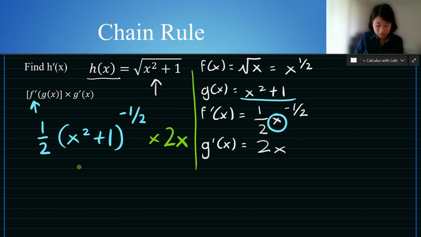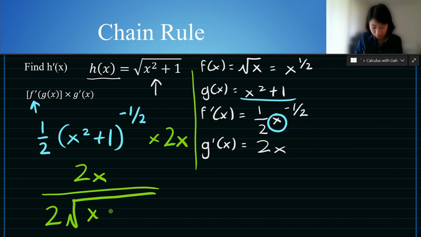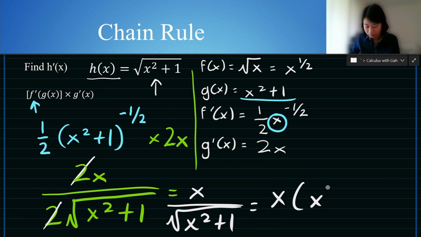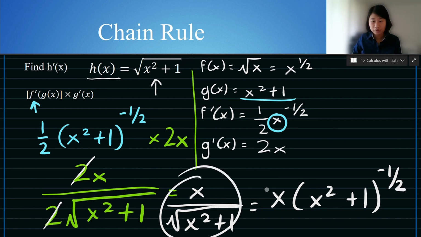So essentially what this is saying is 2x all over 2 times the square root of x squared plus 1. Okay, so when we have a negative fractional exponent, that indicates a square root function in the denominator. And we can simplify this by canceling out the 2's, and we are left with x over the square root of x squared plus 1, which is also equal to x times x squared plus 1, and this is raised to negative 1/2. So either this or this can be the answer that appears on your test or exam.